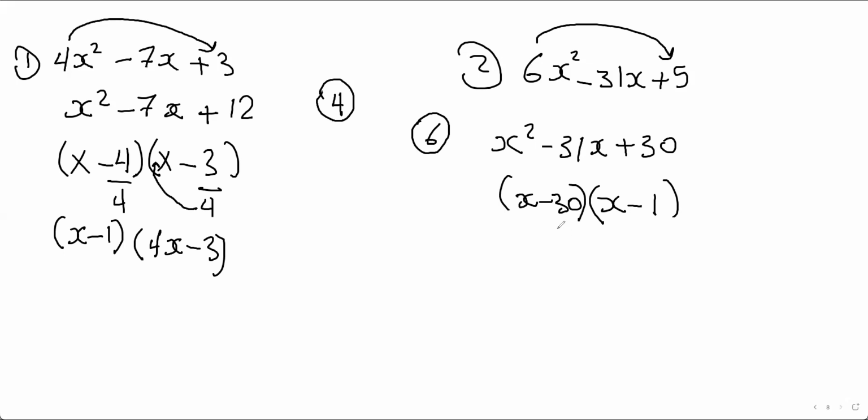And now I have to divide both of these by 6. 30 divided by 6 is 5, so that's going to be x minus 5. And this doesn't divide, so I just stick the 6 in front of the x, and I get 6x minus 1. Okay. Now, who's seen this method for the first time?